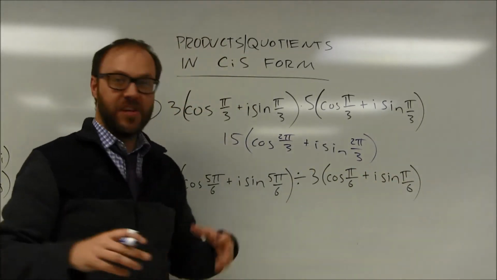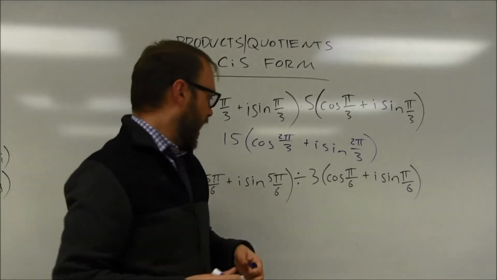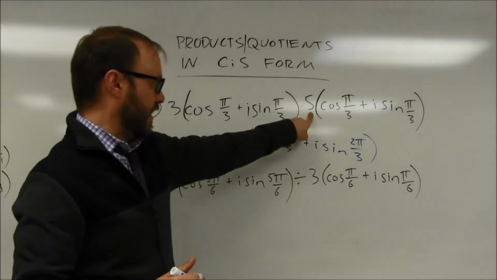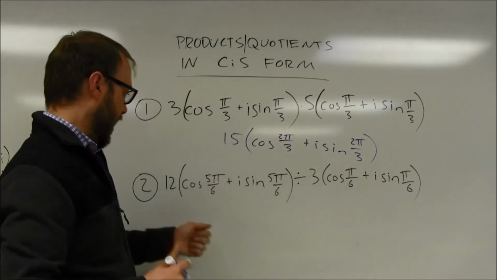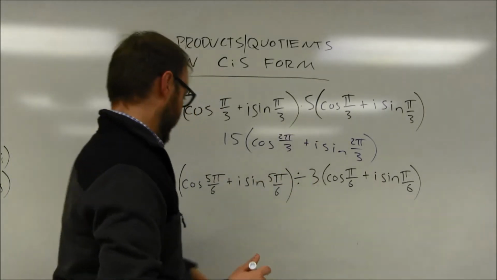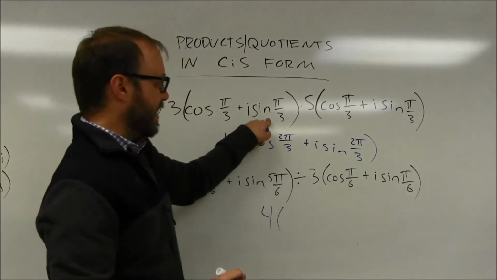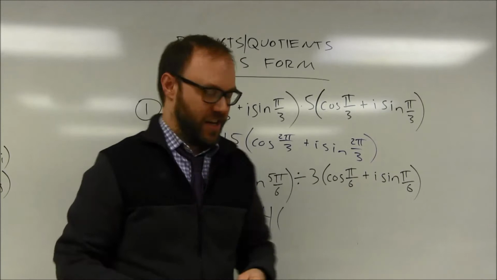Second example here, division, really just the reverse. Instead of multiplying your leading coefficients, your moduluses, you're going to divide your moduluses. So 12 divided by 3 is 4. Instead of adding your angle measures, you're going to subtract your angle measures.